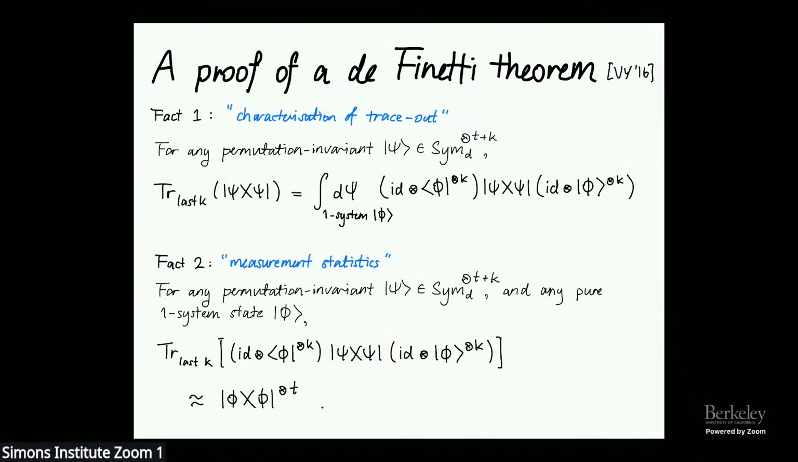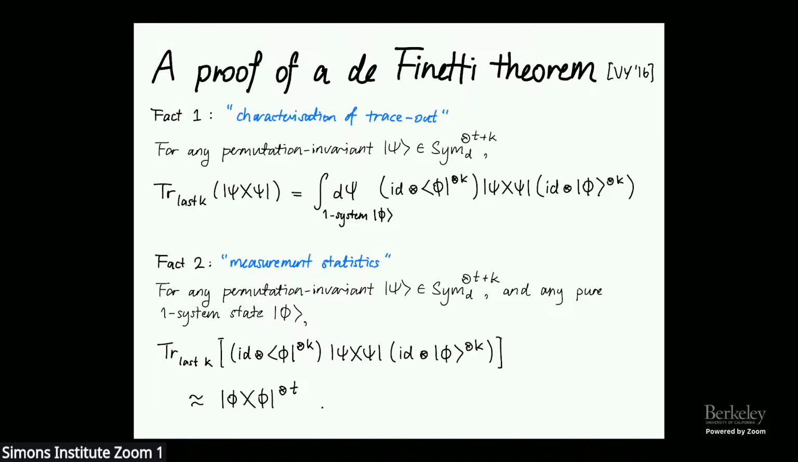But intuitively, these two facts together give you a de Finetti theorem, because this one says that tracing out the last k is equivalent to projecting onto a random state. And this says that if you project onto any state of the form phi tensor k, then the rest should look like a product state, basically that state times t. So if you plug it into here, this thing will collapse to phi tensor t, and then this will be your convex combination that you were looking for. That's how you prove the de Finetti theorem.